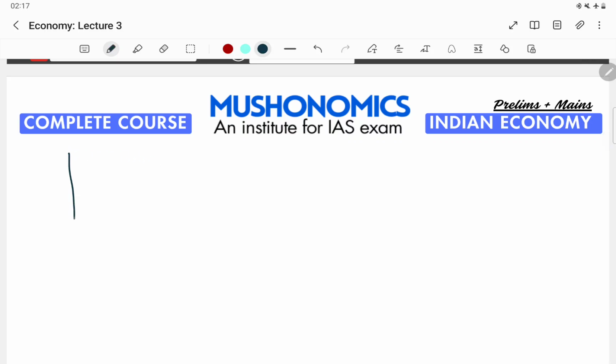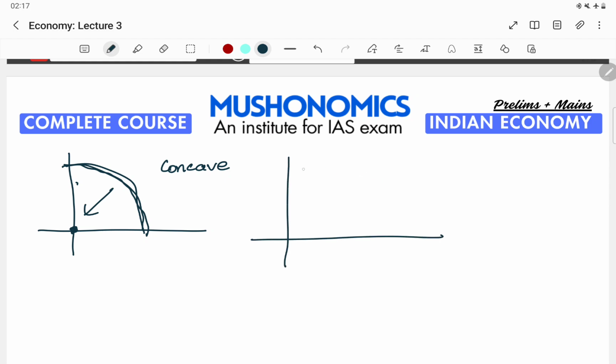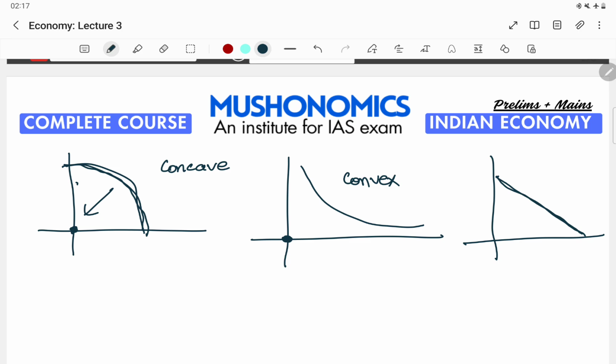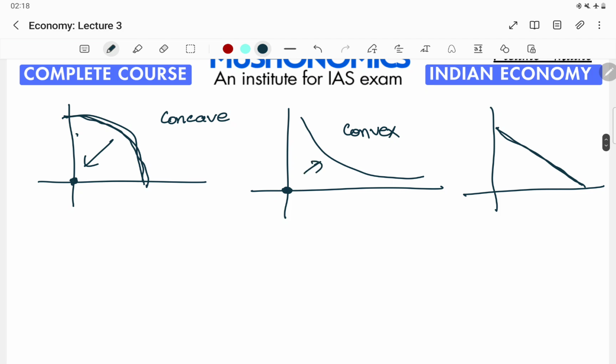So as you can see, this kind of curve that we have drawn is known as concave, because it is towards the origin, right? Concave, towards the origin. Now one more can be drawn like this. This is known as convex, opposite to the origin, convex, right? One more we can draw like this, a straight line, right? So what do these diagrams mean when we talk about concave, convex, and a straight line?